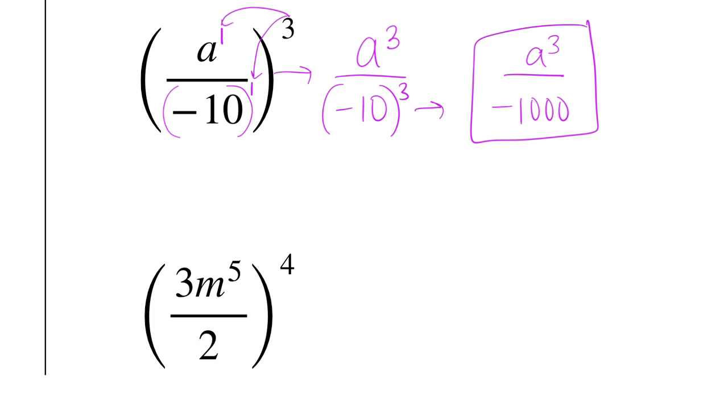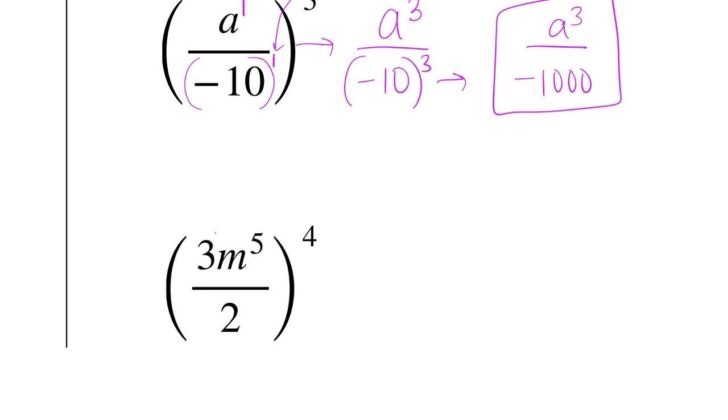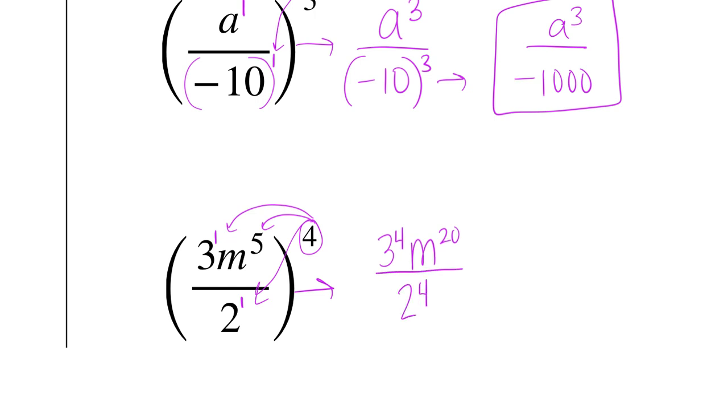Okay, same thing with the next one. I'm going to put a 1 on anything that doesn't have an exponent. So there's going to be a 1 on the 3 and then a 1 on the 2. And then we just take this exponent out here and we multiply it to all of those. So this would be 3 to the 4th, m to the 20th. And then on the bottom, we would have 2 to the 4th. Now, I do want you to simplify as much as you can. So this 3 to the 4th and this 2 to the 4th, you're going to calculate those out. You can type them into your calculators if you want to. So that would give us 81 on the top. We still have our m to the 20th. And then on the bottom, 2 to the 4th is 16.